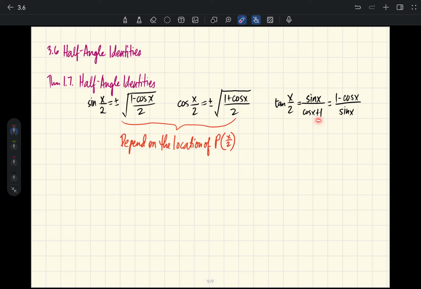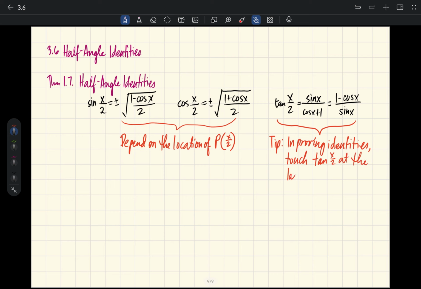However, you have two formulations for tangent. The first one is sine x over cosine x plus 1. And the second one is 1 minus cosine x over sine x. I will give you the same tip as what I gave in cosine of 2x. In proving identities, touch tangent of x over 2 at the last part of your computation.